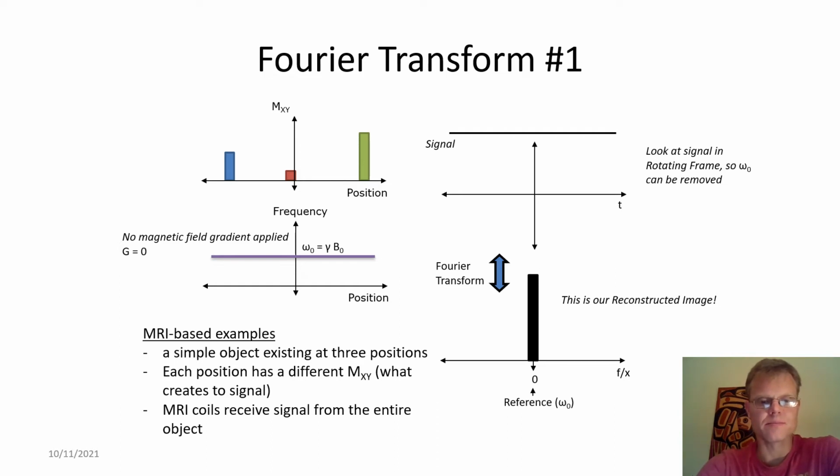And keep in mind here, I've drawn this as MXY, the transverse magnetization. This is the source of our signal in MRI. But our receiver coils, we're going to pick up signal from all these different transverse magnetizations.